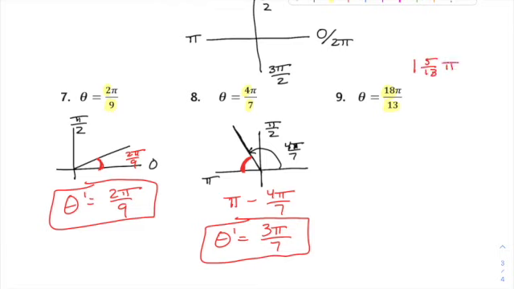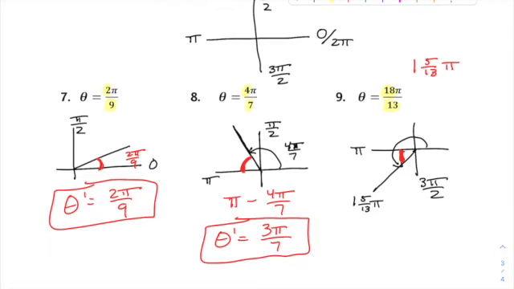So 1 and 5/13. That is certainly more than 1 pi. And 5/13 is less than a half, so that's between 1 and 1.5 pi. So you're in quadrant 3. And our reference angle is right here, right? And so we've kind of already answered our question that we're looking for.